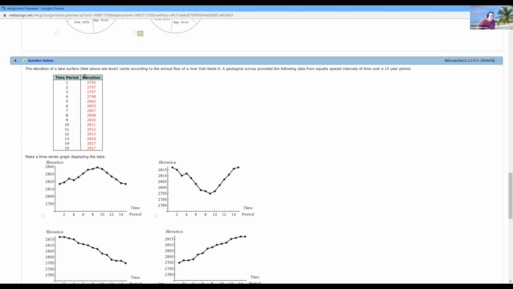Do you recognize this one as a time series? Right. Time period 1 to 15, elevation. Can you imagine drawing it? Which one of these fellows it would be? If I didn't do any drawing at all, why am I picking this fourth one? Just looking at the numbers, why is this one the guy that's going to win?